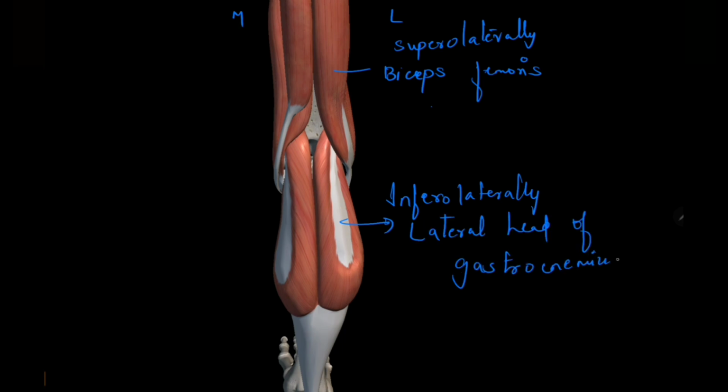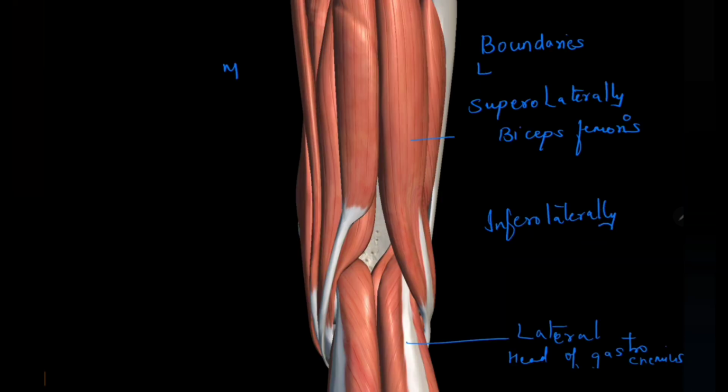Along with that, we have plantaris also here. As you can see here, this muscle is plantaris. So plantaris plus the lateral head of gastrocnemius, these are forming the inferolateral borders of the popliteal fossa.